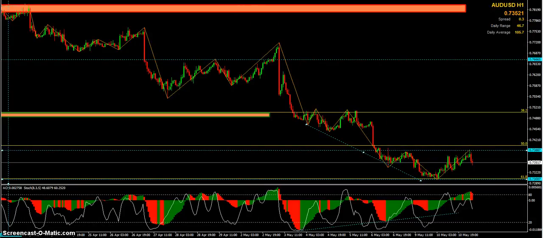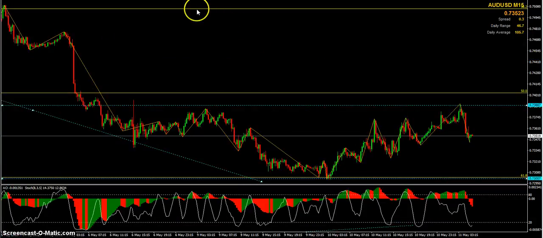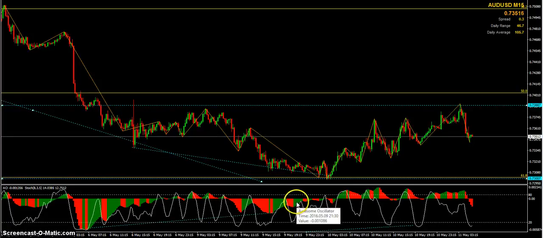I would have then jumped down to the 15-minute chart, which I did, and I'd be looking for divergence on the even lower time frame. I had it from here down to here, so it's a lower low in price with the AO being higher, so that's very clear to see.